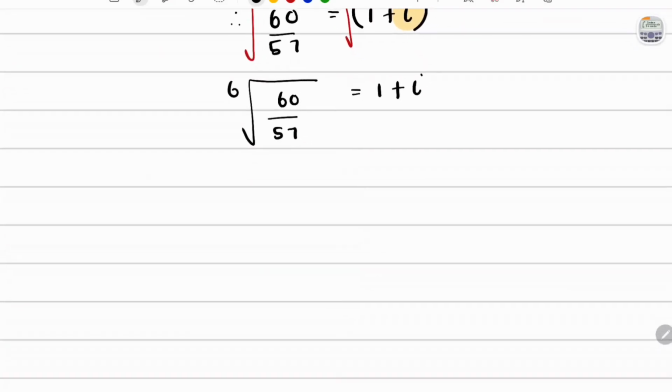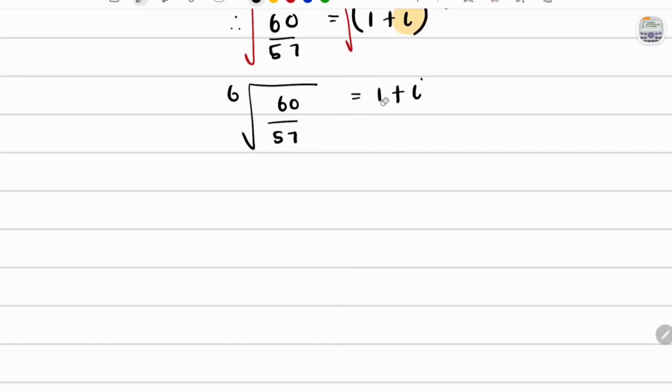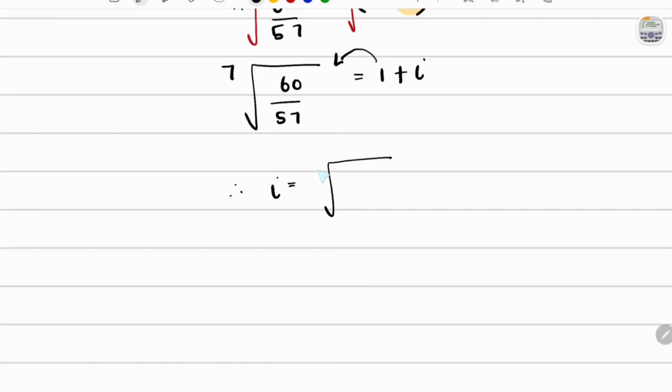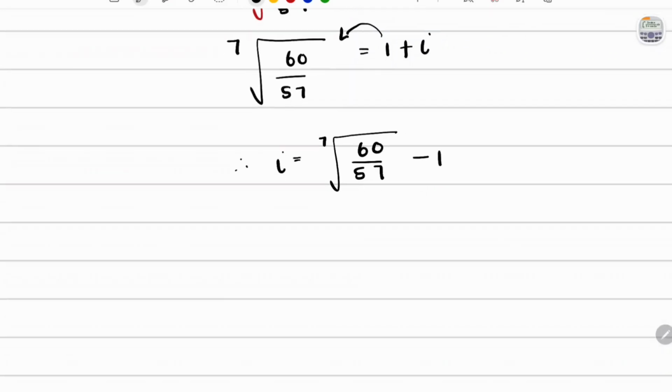And then we have the 1. Okay, that is the last thing stopping us from getting to the I. So we can take that over. So really, I is equal to, because you're taking the 1 over, so you still have this here, right? It is the 7th root of 60 over 57 and then minus 1. Because remember, that just comes over. So it's still this minus 1. That is what's equal to I.